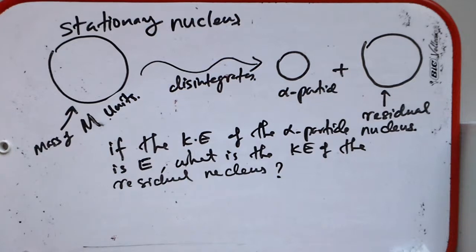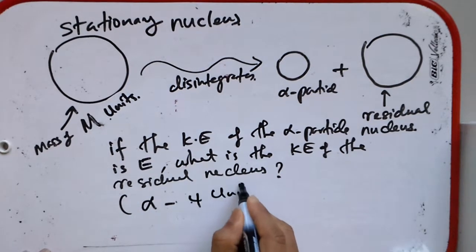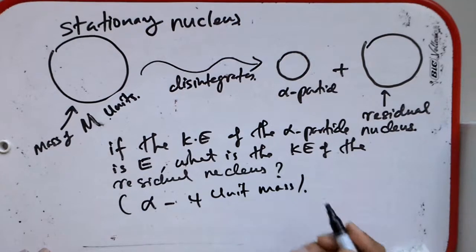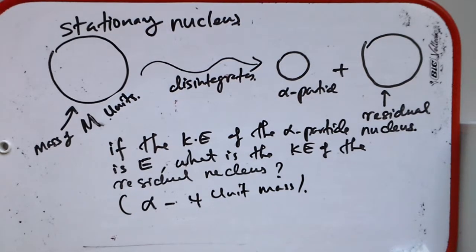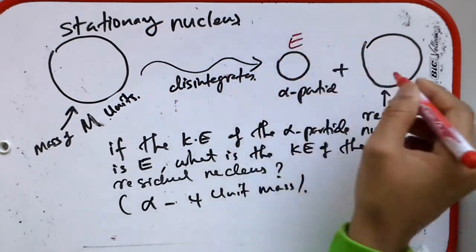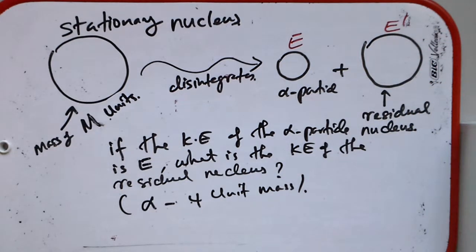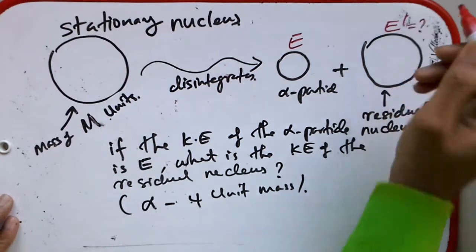Okay, and let's assume for the alpha particle we know this. I hope you know this already: 4 unit mass for the alpha particle. So how do you find it if this kinetic energy is given? You need to find the kinetic energy of the residual nucleus. So to do this, first, this is our question. I'll put a question mark.